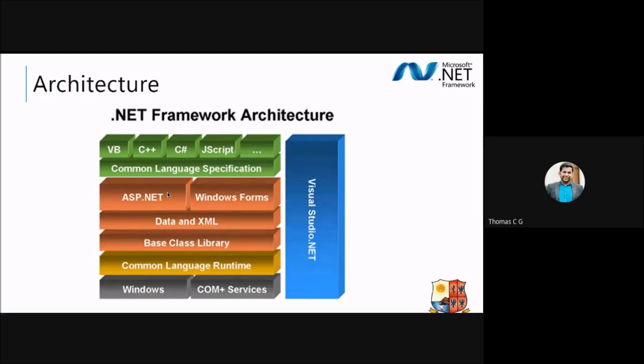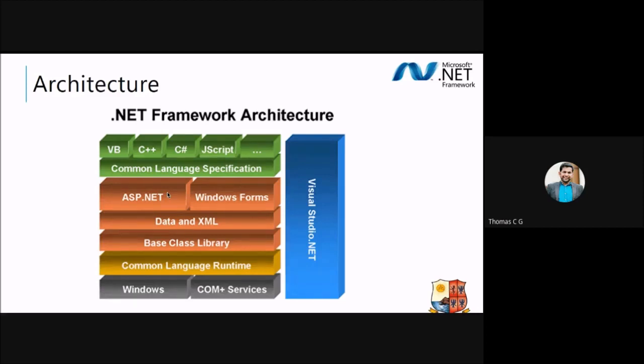If the specification matches your language, you can be part of .NET Framework. As simple as that. That's the top level. And the middle level, the one which is in a different color there, that is what you can do with .NET Framework.